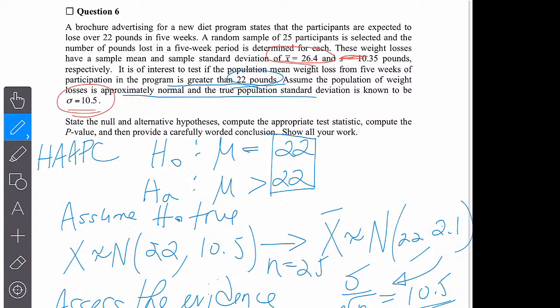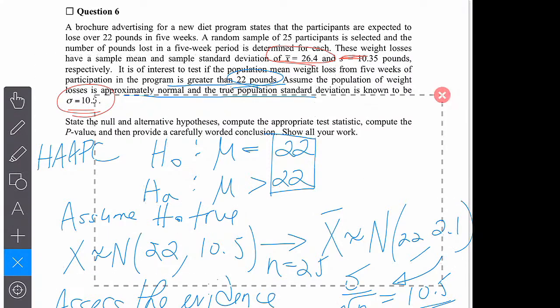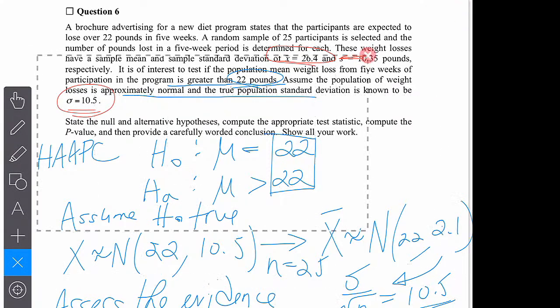Let me see if I can erase it. Won't let me just erase it. Oh, anyway.